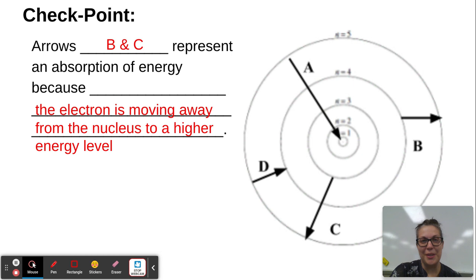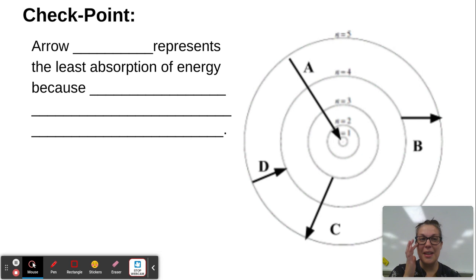Give yourself a moment to write down your answer. And remember, your words may be a little different than mine. All of our brains work differently. All right, a single arrow: which arrow represents the least absorption of energy? We just talked about which ones show an absorption. The two absorptions are B and C. I want to know which one represents the least absorption. Go ahead and take a moment.